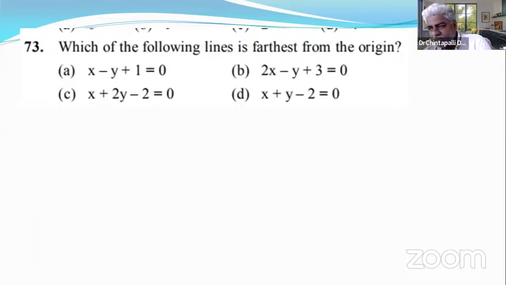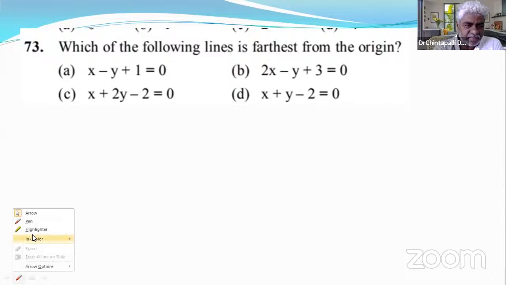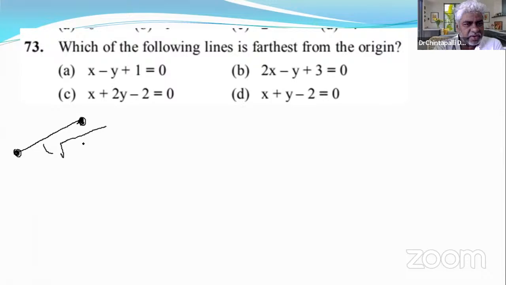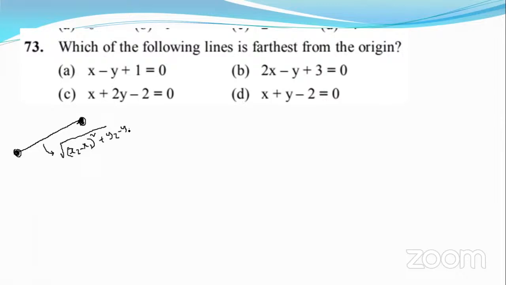Yes, it is a different concept. How many kinds of distances are there? We know various kinds of distances. This is a point. This is another point. This is called the distance between 2 points. The formula to find this type of distance is the square root of (x2 minus x1) whole square plus (y2 minus y1) whole square.